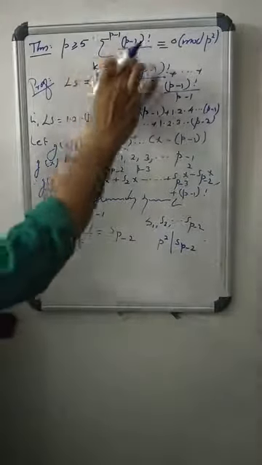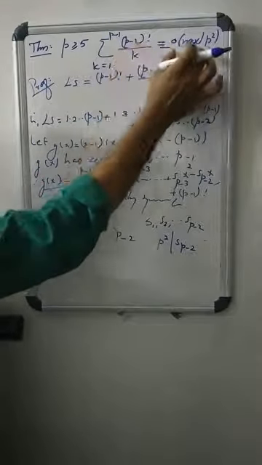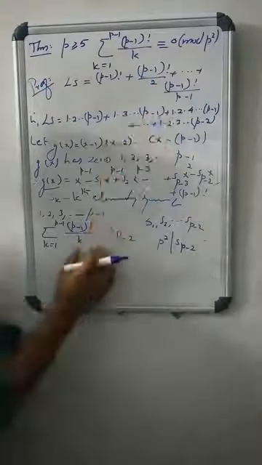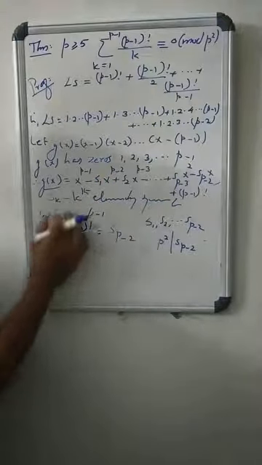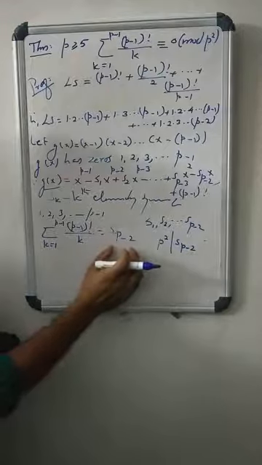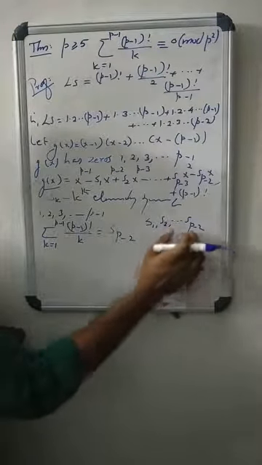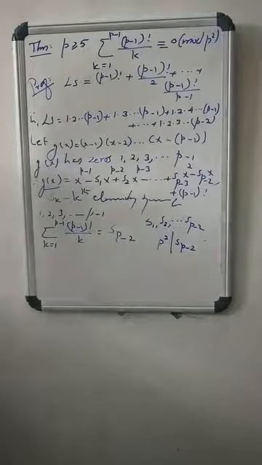Why? Our requirement is sigma k ranges from 1 to p minus 1 of (p minus 1) factorial by k is congruent to 0 mod p square. From here, we can conclude that sigma k ranges from 1 to p minus 1 of (p minus 1) factorial by k is s(p minus 2). Hence, our aim is this: p square divides s(p minus 2). That is, s(p minus 2) is congruent to 0 mod p square.